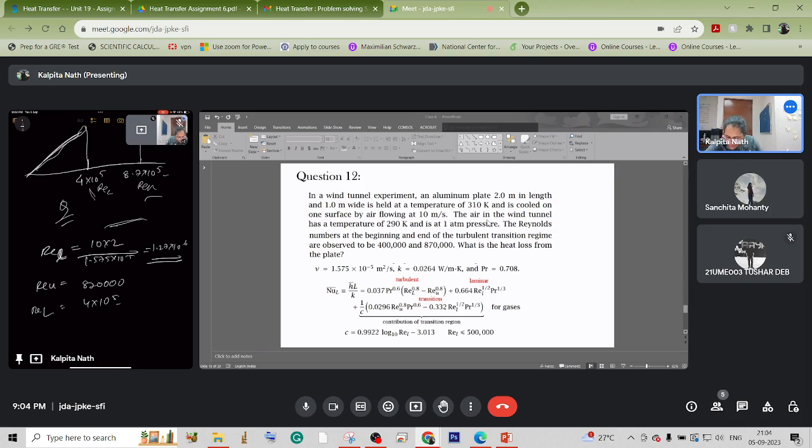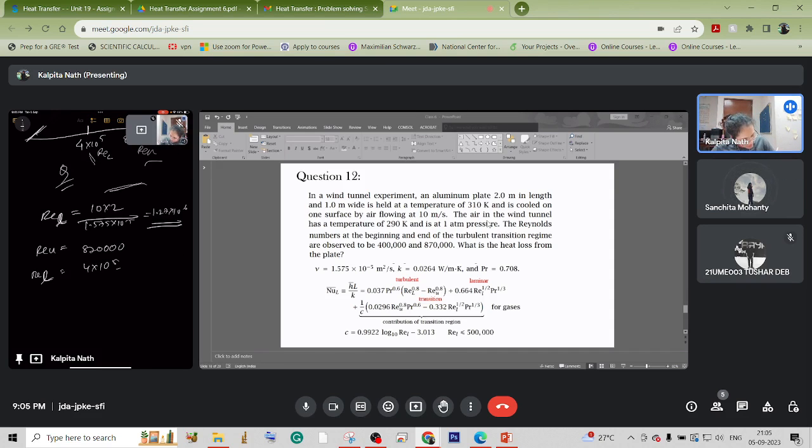Just wait, 1 second. Why is the calculation stuck? Sorry, one mistake. This will be my mistake. So this is L, right? Because this is less than 5 into 10 to the power 5.